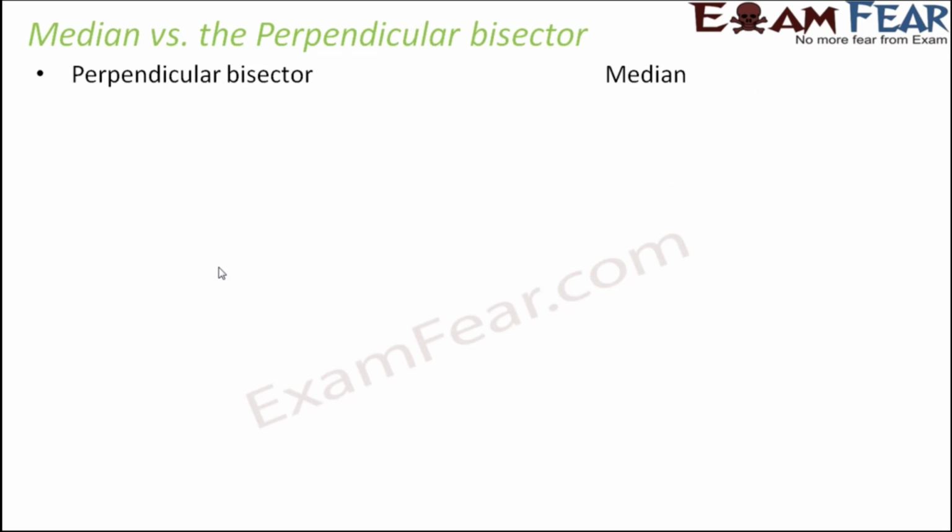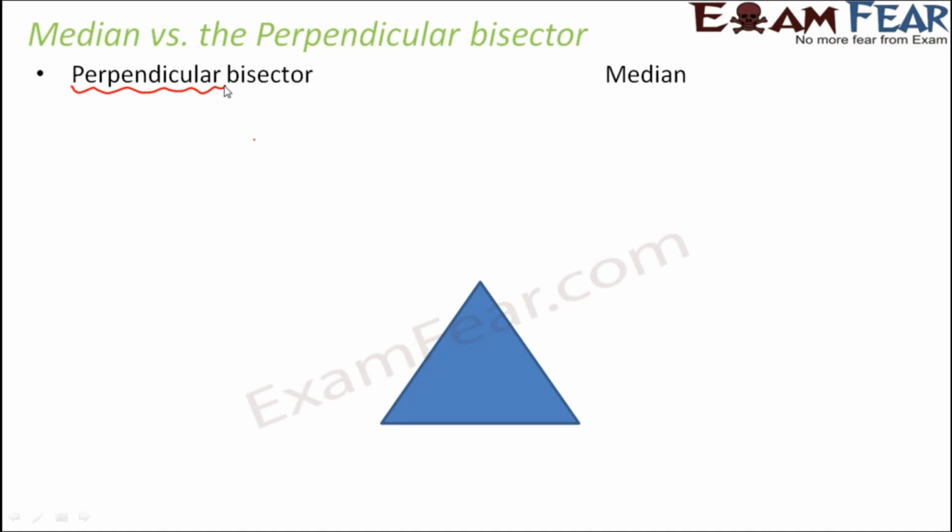Now many times people feel that median and perpendicular bisector are the same thing. But actually these are very much different from each other. Now even before I talk about how they are different, let us look at what exactly is a perpendicular bisector. So when we say perpendicular bisector, perpendicular means a line which is perpendicular to a particular line. That means a line which makes an angle of 90 degrees on a particular line. So that is perpendicular. Fine.